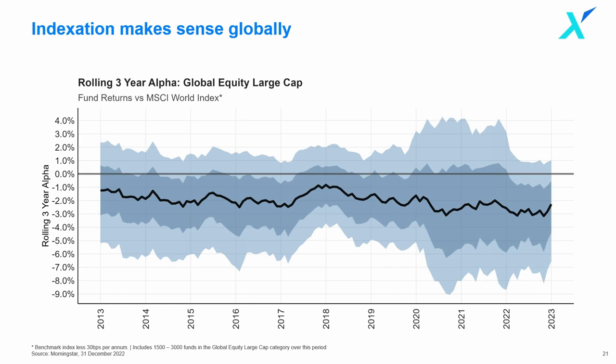So give me a minute to just explain how this slide works. What I'm showing you are the 1,500 to 3,000 funds that operate within the global equity large cap category. This is a Morningstar category. So there are about 3,000 funds at the end of this period that are operating in this category. And MSCI World or MSCI World tracking funds also operate in this category.